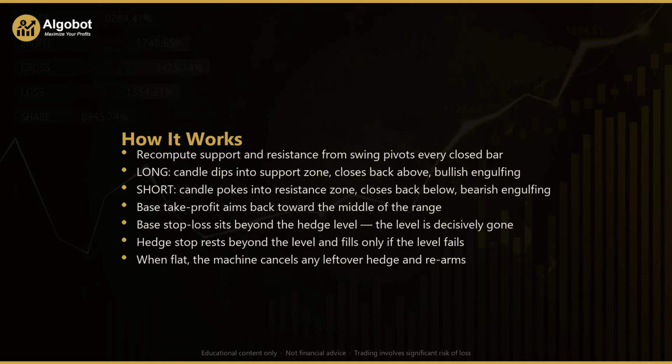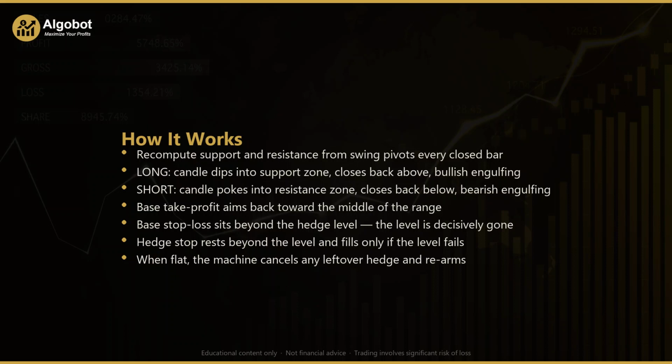On every freshly closed bar, and only while the account is completely flat, the strategy recomputes the most recent swing high as resistance and the most recent swing low as support. It then measures the range between them and derives a tolerance zone around each level as a fraction of that range. For a long setup, 3 conditions must all be true on the just closed candle. First, the candle's low must dip into the support zone, reaching at or below support plus the tolerance.